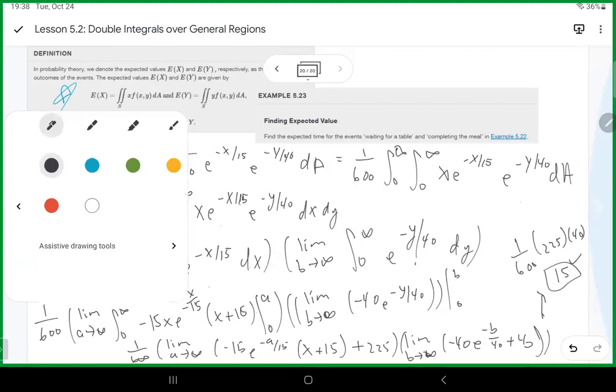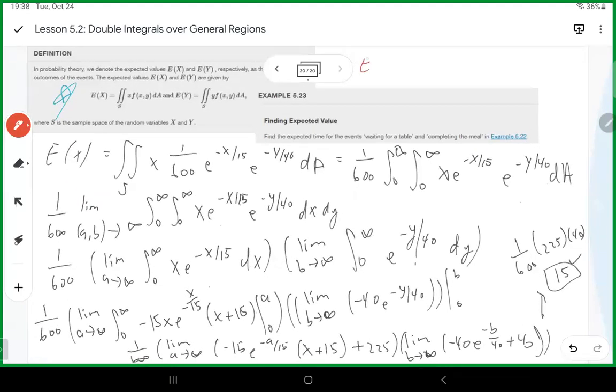So basically you end up finding out that the expected value of x is 15. The expected value of y is 40. So if you do a similar calculation, you'll find that out. You're gonna see you do very similar things.